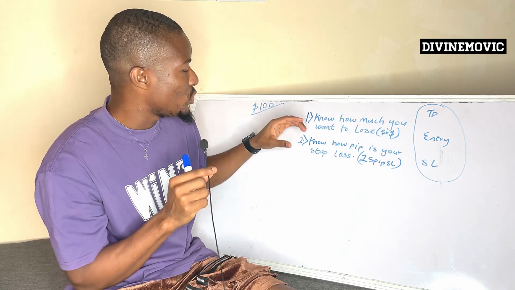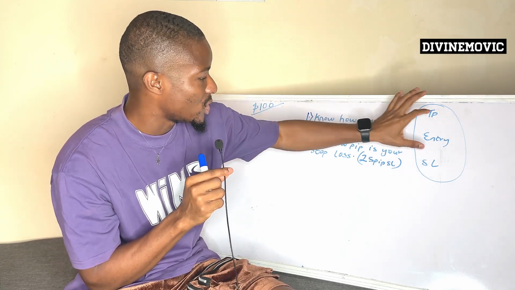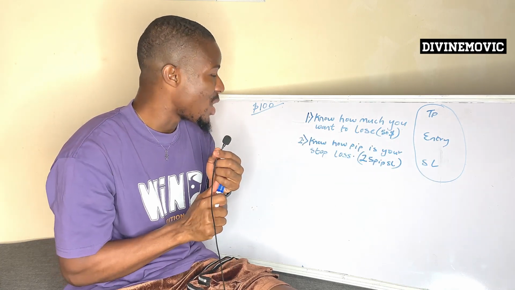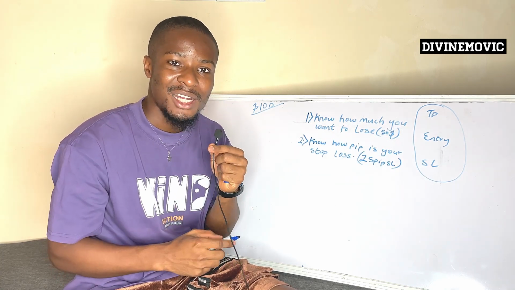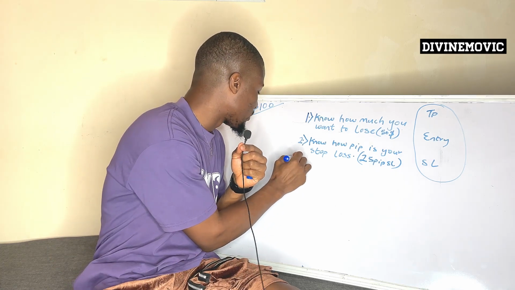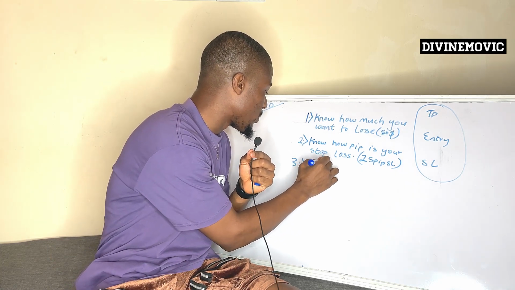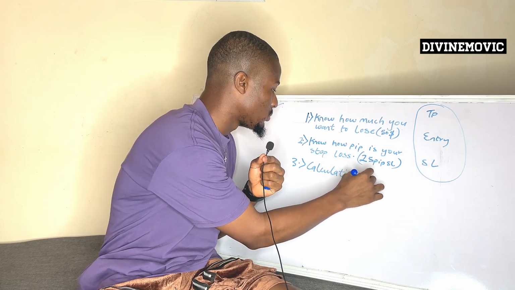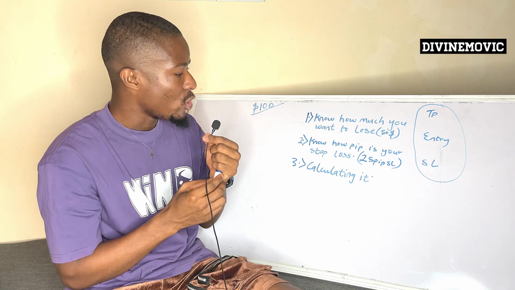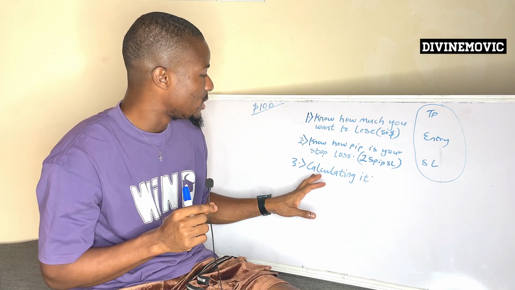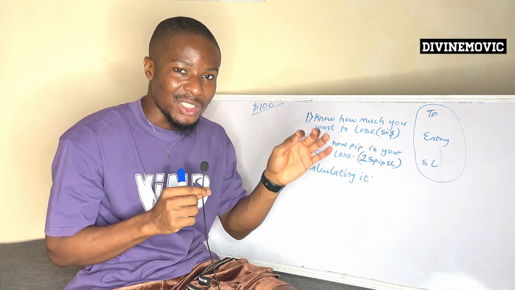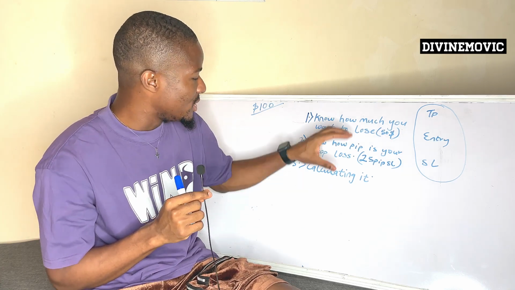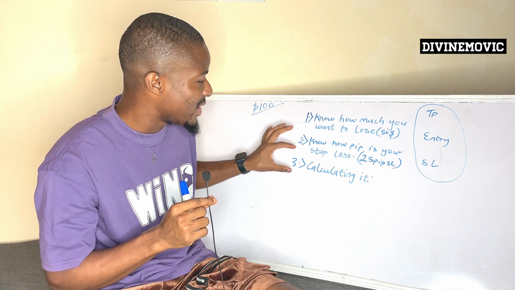Now I'm telling you that the first thing you want to know is how much you want to lose on a particular setup. Then you want to know how many pips is your stop loss, and lastly, you want to know how to calculate to identify the right lot size. Number three, calculating it. Now the question becomes, how then do you calculate to identify the right lot size? I'm going to make you understand that in this very video.